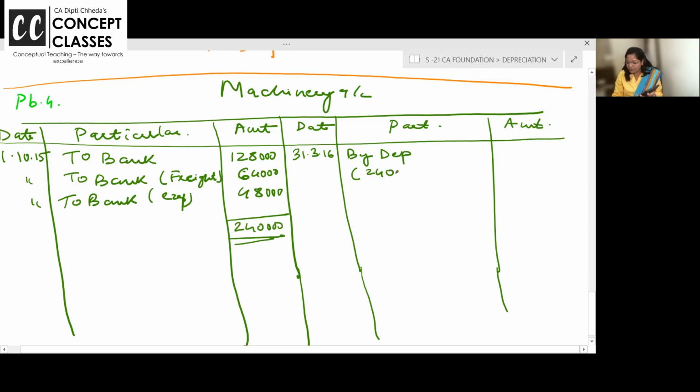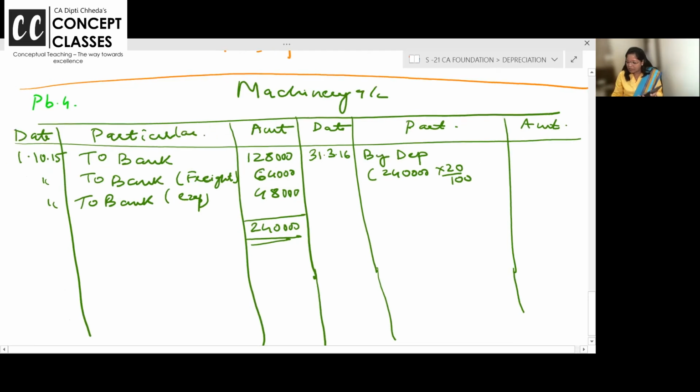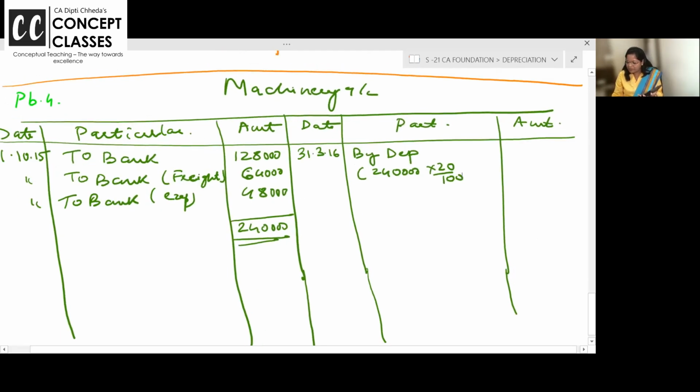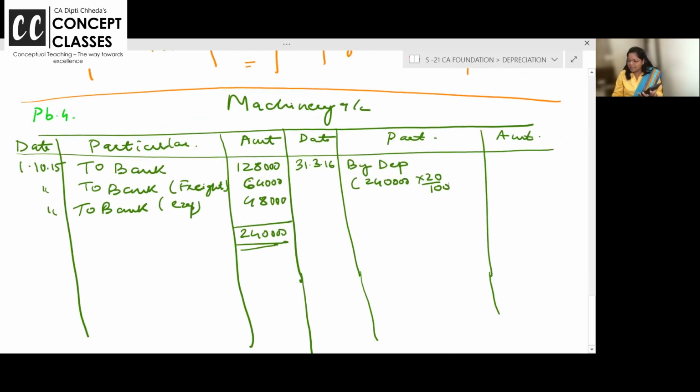So 2,40,000, you have to charge depreciation at the rate of WDV method, 20% on the original cost. So 20% is fine, but you have purchased it in October. So you will charge the depreciation for how many months? 6 months, 6 by 12. 2,40,000 into 20% into 6 divided by 12. And that is 24,000. 2,16,000 by balance carried down.